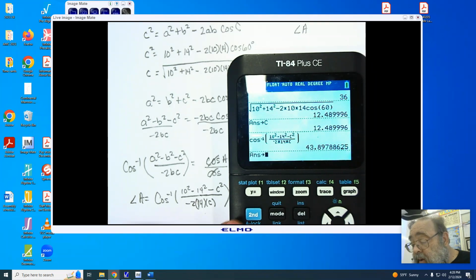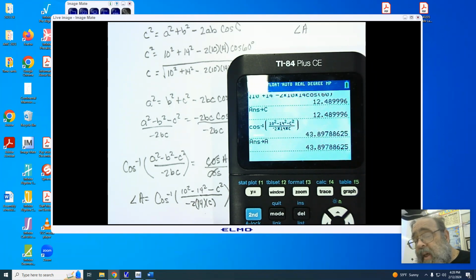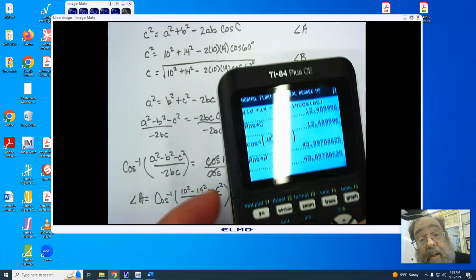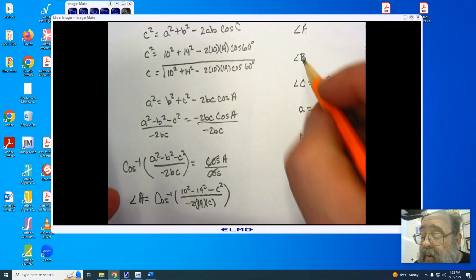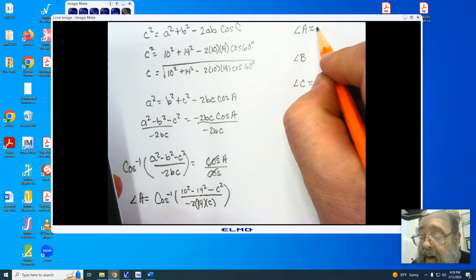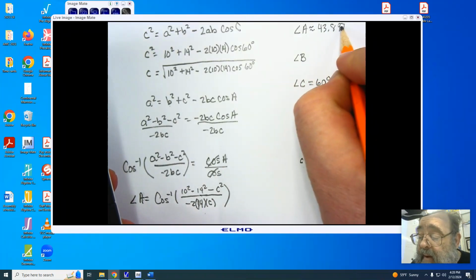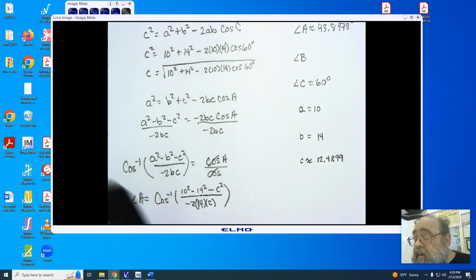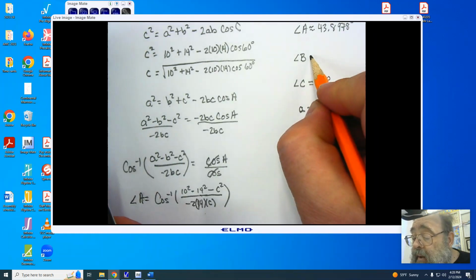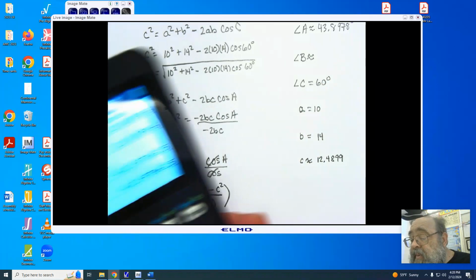I'm going to store it in alpha A. That way I can subtract it from 180 degrees along with the 60 degrees in order to find my angle B. I'm going to write it down, 43.8978 degrees. We're now going to find angle B. It is also an approximate amount.